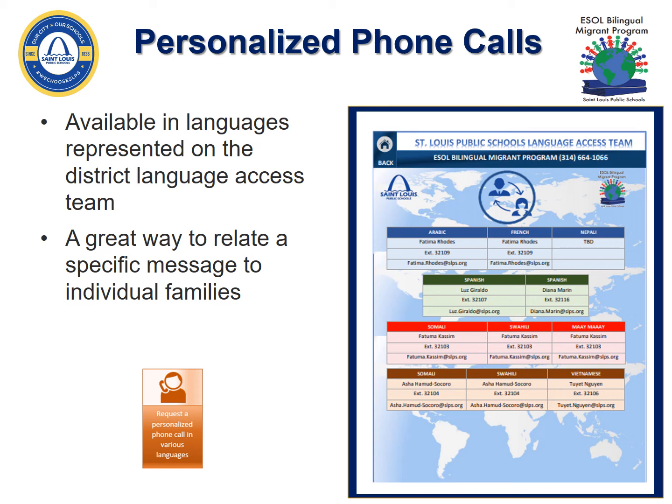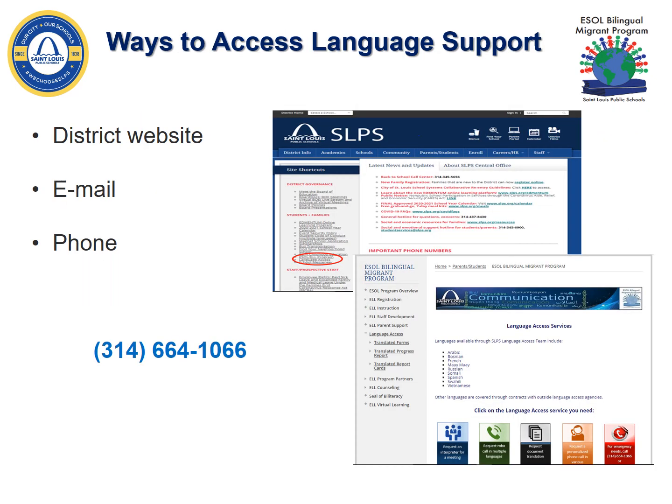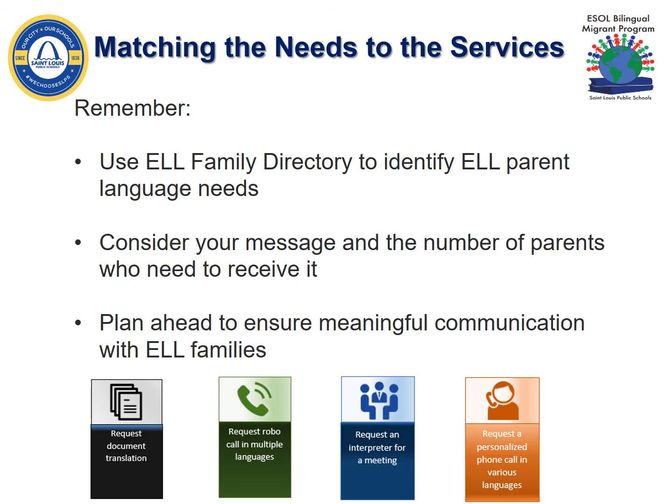On the right side of the slide, you can see the names of District Language Access team members and their respective languages. The list also includes their contact information. As I mentioned throughout this presentation, you can access information about language access services and forms needed to complete language access requests on the district website under Language Access. You can also email our language access team and call the ESOL office at 314-664-1066. Remember to use your ELL family directory to identify language needs of ELL parents in your school.